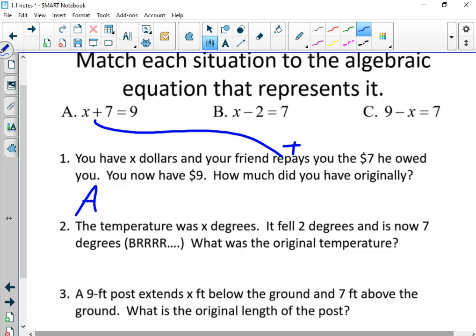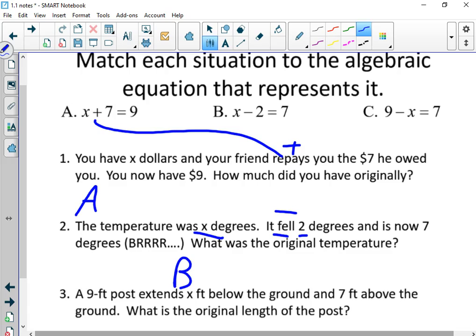The temperature was X degrees. It fell 2 degrees. If it fell, did it go up or did it go down? Down. Is that add or subtract? So we're looking for X minus 2. B.